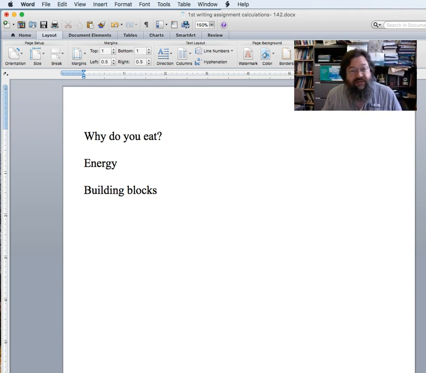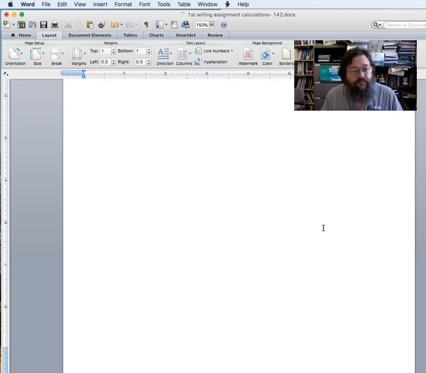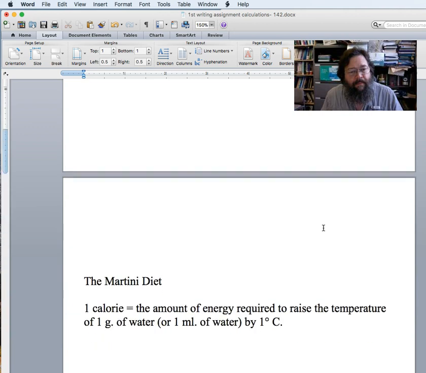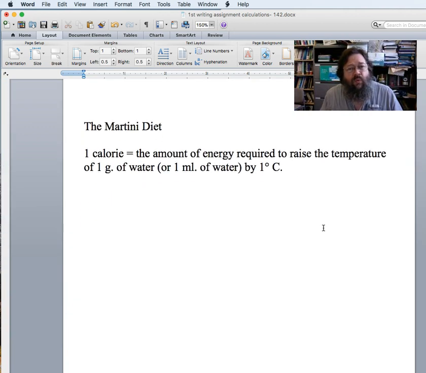I'm going to start today by talking about energy, and energy is measured in calories. One calorie is the amount of energy required to raise the temperature of 1 gram of water by 1 degree Celsius. When we want to know how many calories are in a food item, what we do is we convert the energy into heat. We do that by burning it.